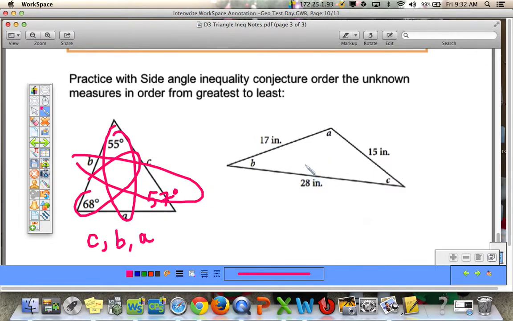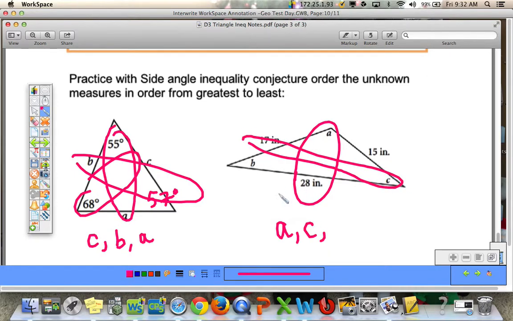Okay, so this one right here, the biggest side is 28, it's across from A, so A is the biggest angle. The middle side is 17, and that's across from C, so C comes next, and then the smallest side is across from B, so that is the smallest. So again, the two rules: to make a triangle, the two smaller sides have to add up to bigger than the biggest side, and the smallest angle will be across from the smallest side, the middle angle will be across from the middle side, and the largest angle will be across from the largest side.